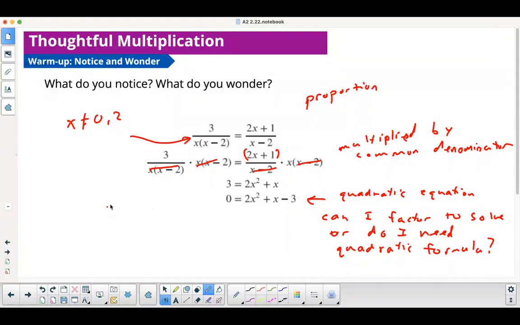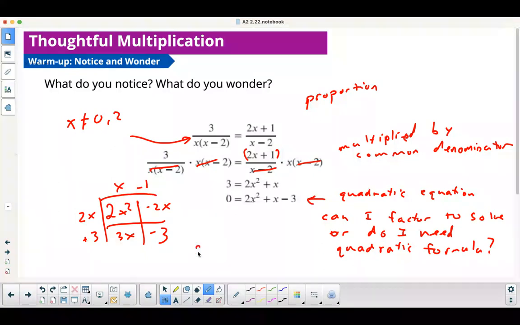Let's see here. Could I factor it? Let's try it. 2x squared minus 3. So this is going to be 2x times x. I need this to be, how about a 1 and a negative. Now let's make that a negative 1 and a positive 3. It's going to be negative 2x, 3x. Those add up to x. Cool. So I got 2x plus 3 times x minus 1. So x equals 1 and then negative 3/2 as well. So there's my answers.